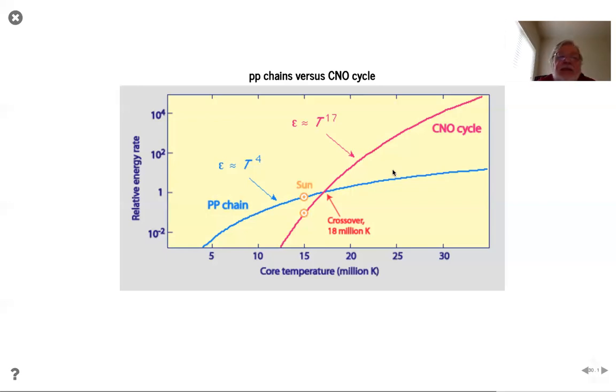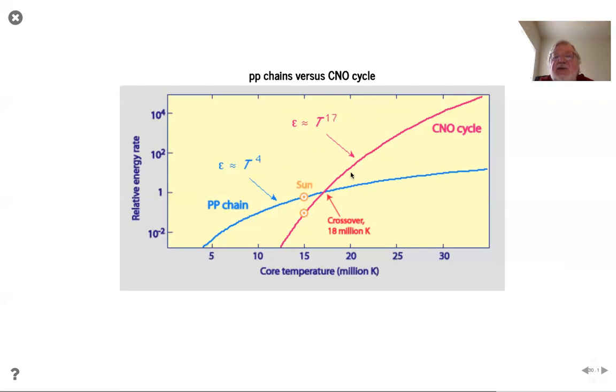Okay, and by the way, because of the higher electric charges of CNO nuclei compared to protons and helium, the temperature sensitivity is much stronger for the CNO cycle. Energy generation rate is proportional to temperature to the power 17 versus temperature to the power 4 for PP chains.